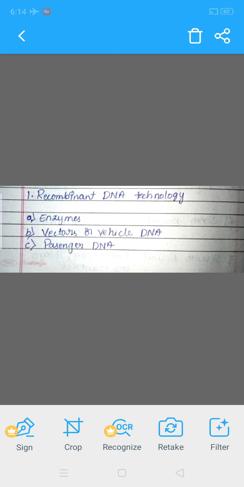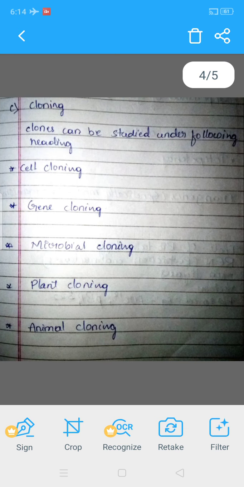And third one is passenger DNA. It is the DNA which is transferred from one organism into another by combining it with the vehicle DNA. For example, complementary DNA, synthetic DNA and random DNA. Next one is cloning.